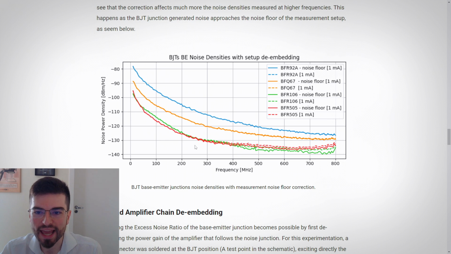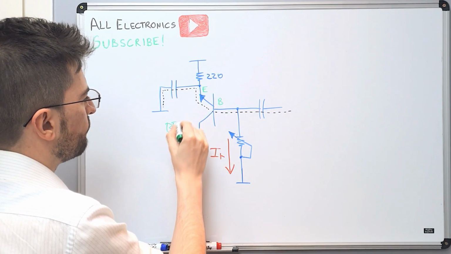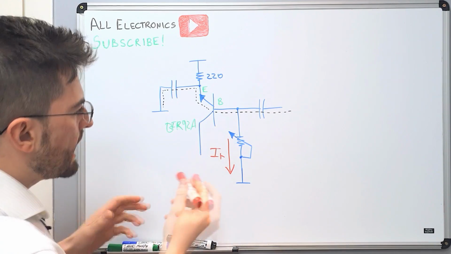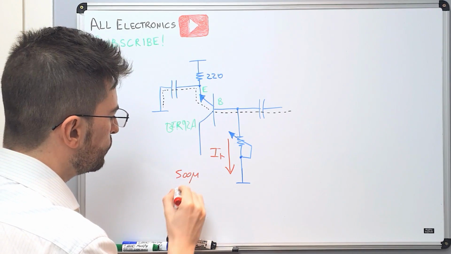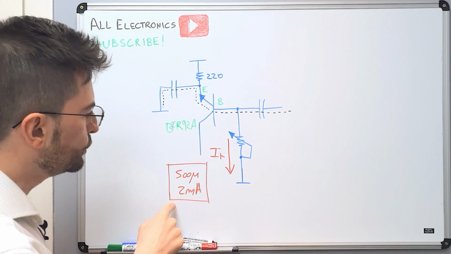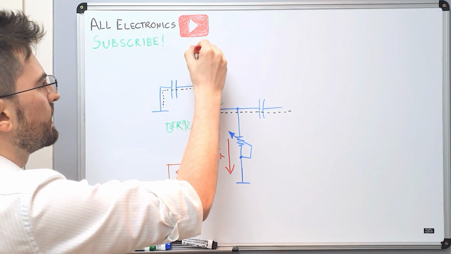But this is not the case at higher frequencies, when the two noise temperatures become similar. And here we see a deviation between the original measurement and the measurement corrected by the noise floor of the equipment. The transistor here is a BFR92A, and I'm biasing it with something in the range of 500 micro to 2 milliamps. I'm doing that adjusting this trimmer here. Supply here is 8 volts.